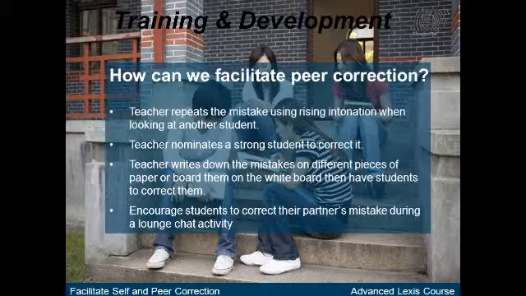The teacher repeats the mistake using rising intonation when looking at another student. The teacher nominates a strong student to correct it. The teacher writes down the mistakes on different pieces of paper or on the whiteboard, then has students correct them. The teacher encourages students to correct their partner's mistake during the speaking activity. Here's an example of me facilitating peer correction in a speaking activity.